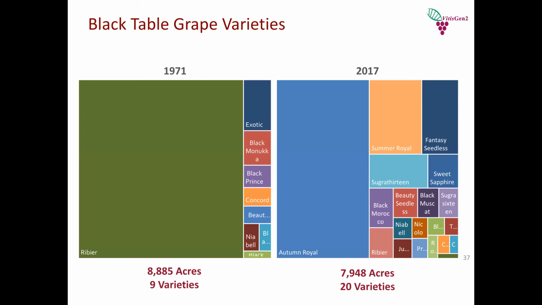And this is the big picture of what happened in the table grape varieties and the black table grape varieties between 1971 and now. You can see that the acreage stayed about the same, maybe decreased a little bit, but went from 9 varieties to 20 varieties. The most dominant variety, which used to be Riviere, is completely replaced. I think there's very, very little of it left, if any. And so now the dominant variety is Autumn Royal, which was released in 1996.